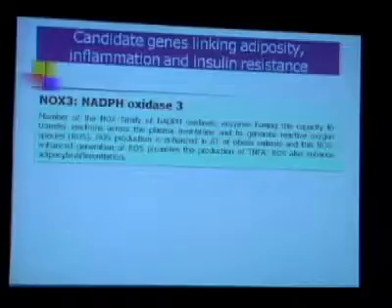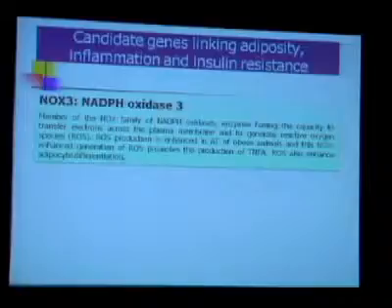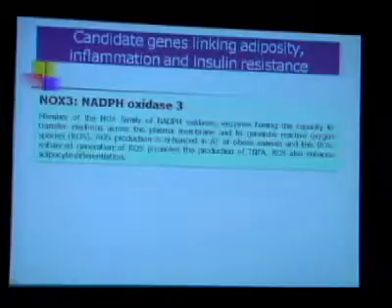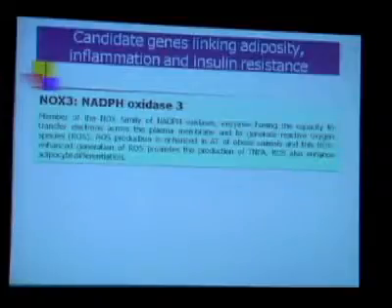NOX3 is a gene coding for a member of the NOX family of NADPH oxidases. These are enzymes having the capacity to transfer electrons across the plasma membrane and to generate in that process reactive oxygen species. ROS production is enhanced in the adipose tissue of obese animals, and this NOX-enhanced generation of ROS promotes the production of TNF-alpha. ROS also enhances adipocyte differentiation.